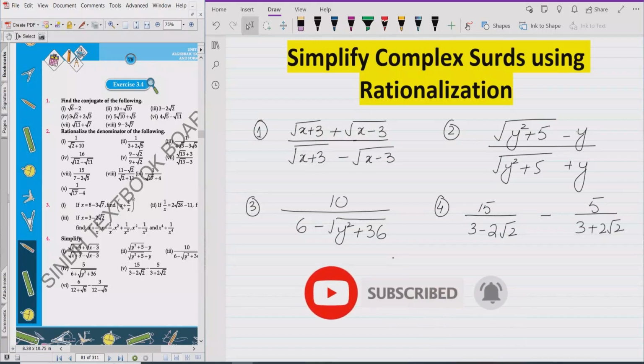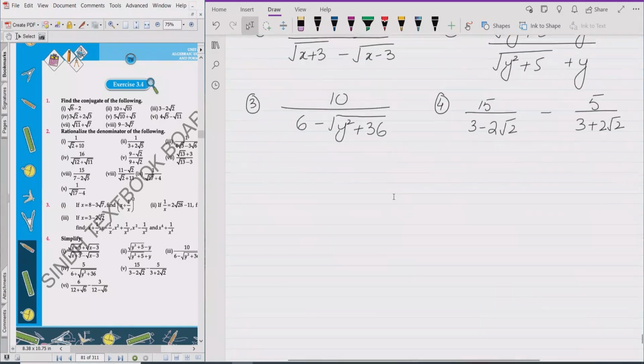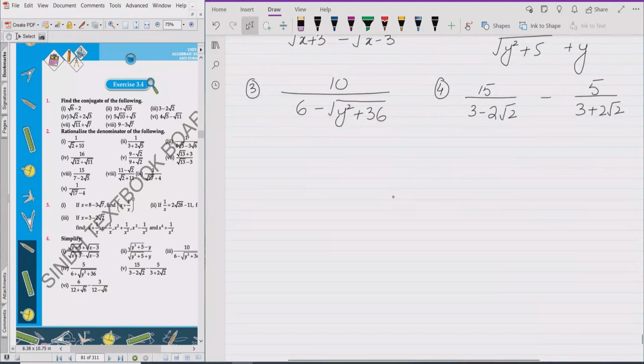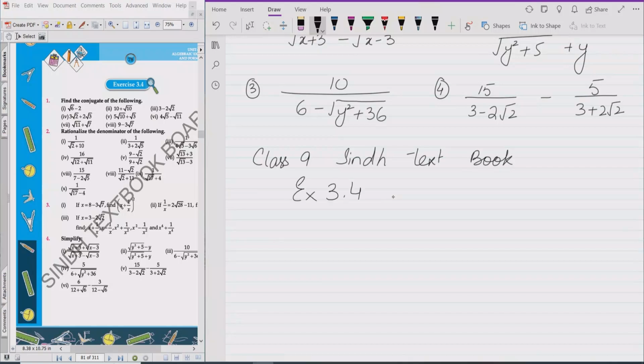these questions. So now let's start question number 1. These examples are taken from the class 9 syntax book, exercise 3.4, and the question number is 4.